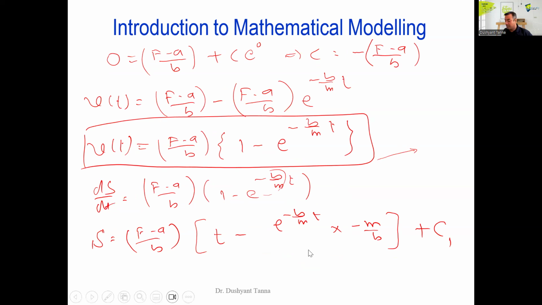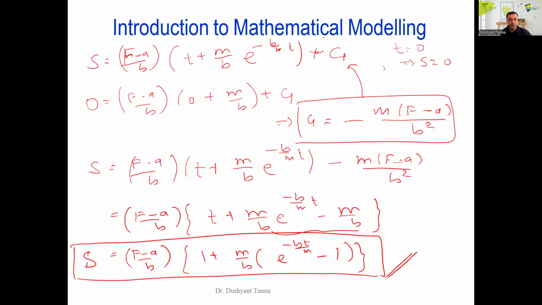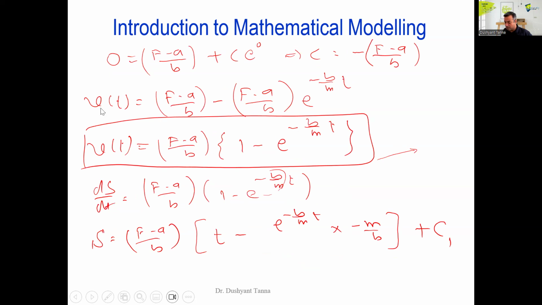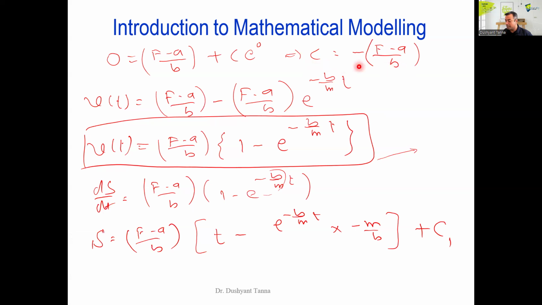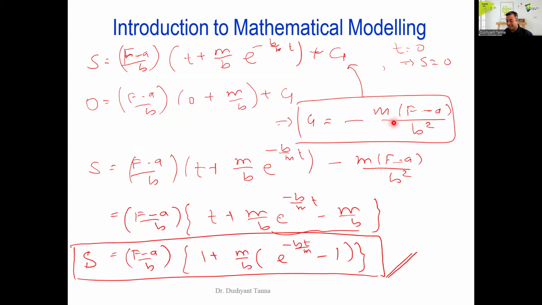v is again ds by dt. Integrate it once more. You got some other constant C1. You could have called it C, but I just called it C1 to make it different from the other one, because otherwise what would it look like over here: you got the value of C as this, C is this one, minus (F minus A) over B. If I keep the same C, then in the next one you get the value of C as something different. So that looks odd, right? Even though they are integration constants, it's better to call them different integration constants, right? So that's your C1. Just replace it back.